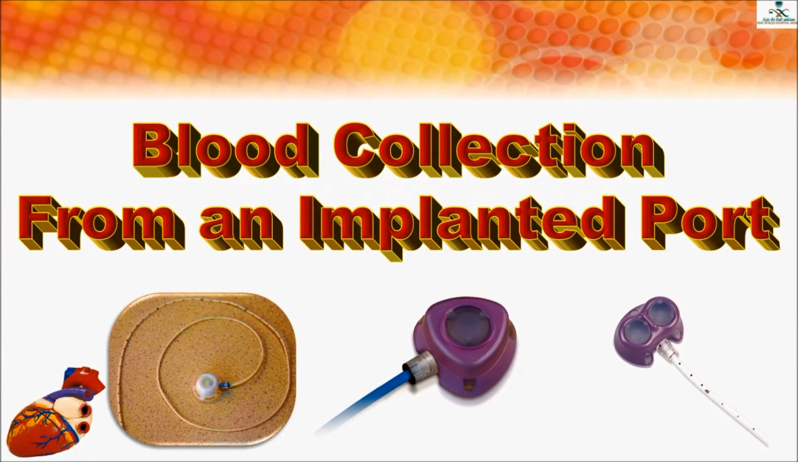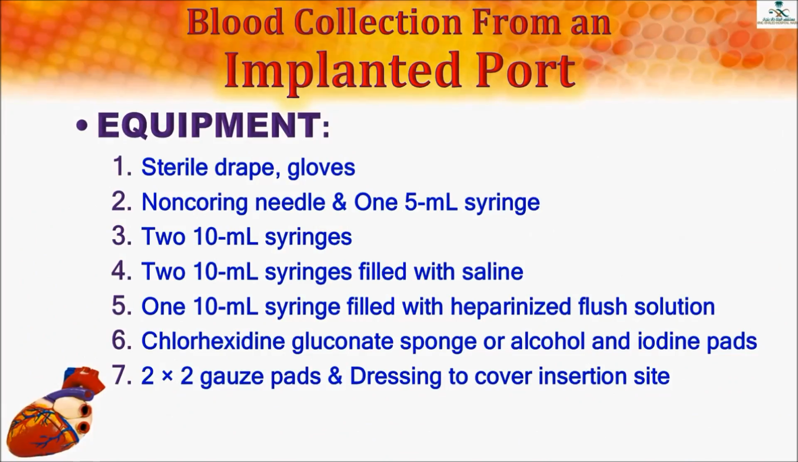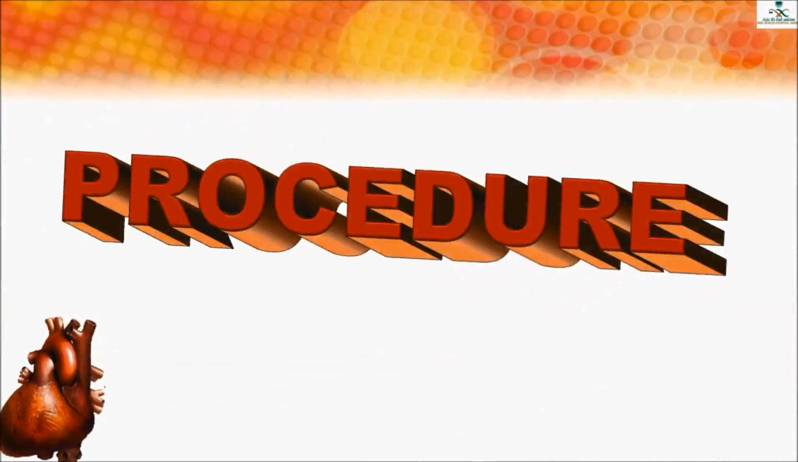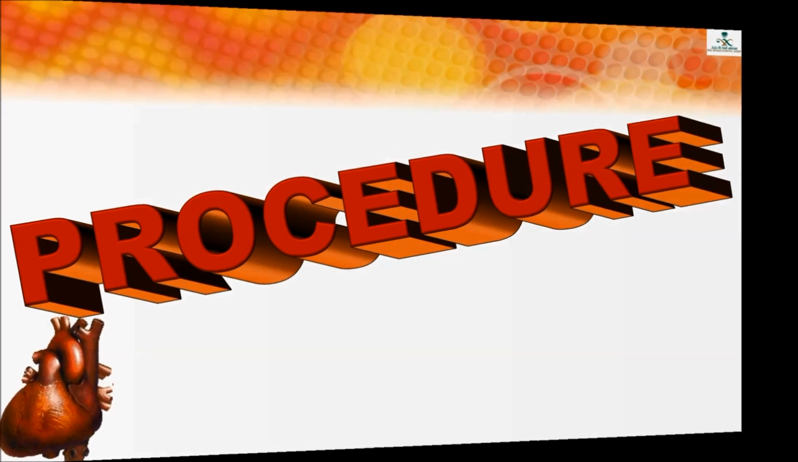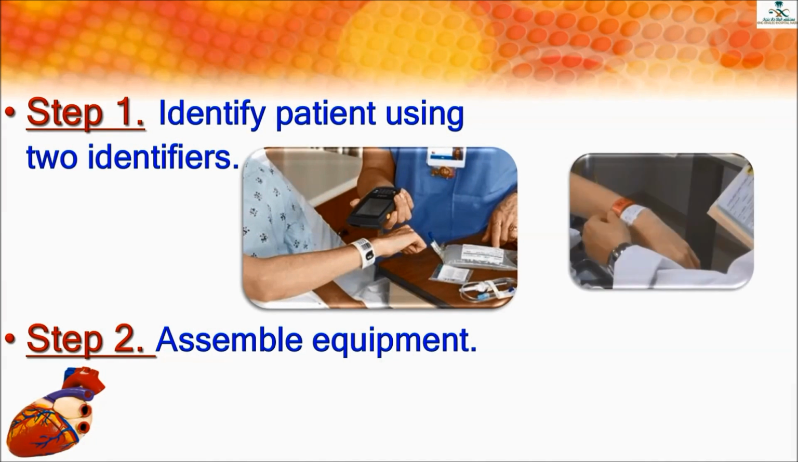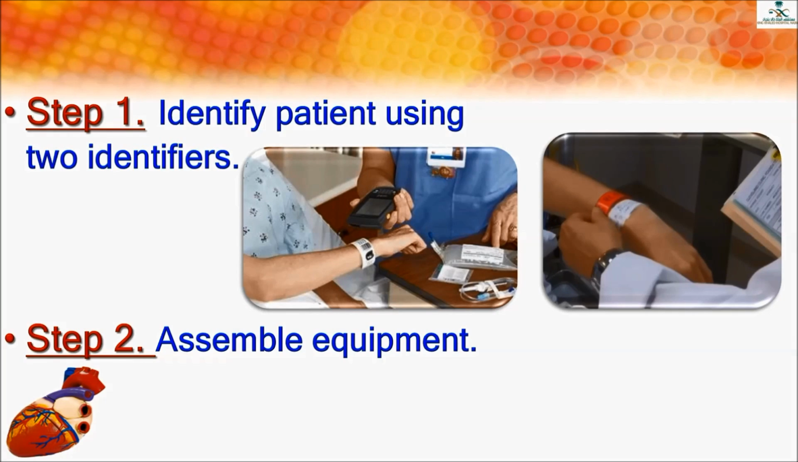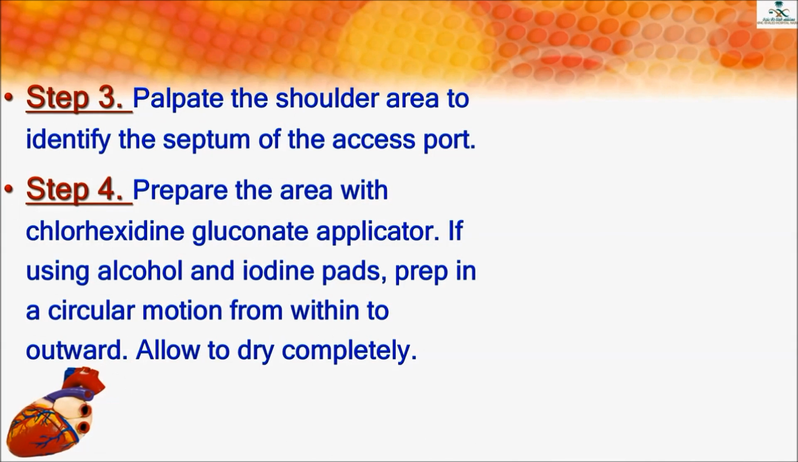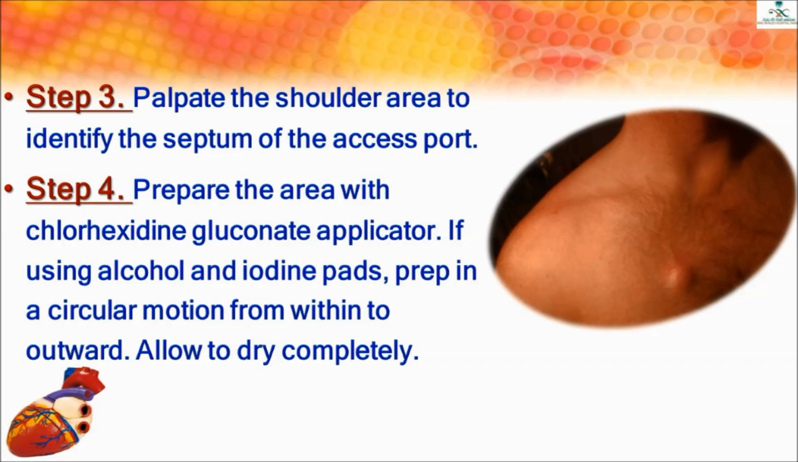The next and the last chapter is blood collection from an implanted port. Ensure all requirements are available before starting the procedure. Identify patient using two identifiers. Assemble equipment. Palpate the shoulder area to identify the septum of the access port.